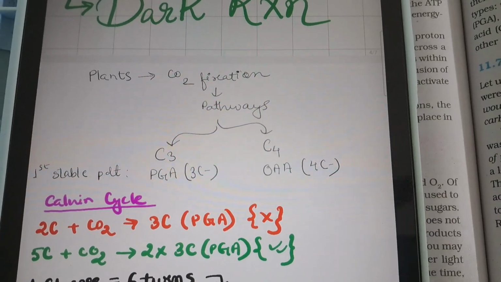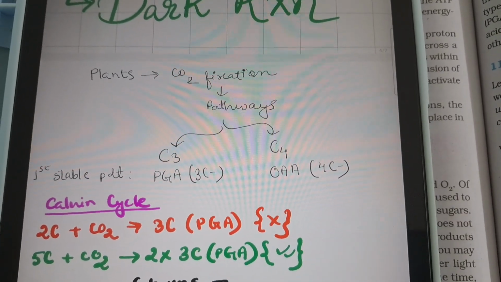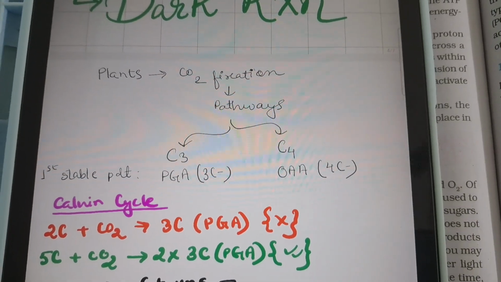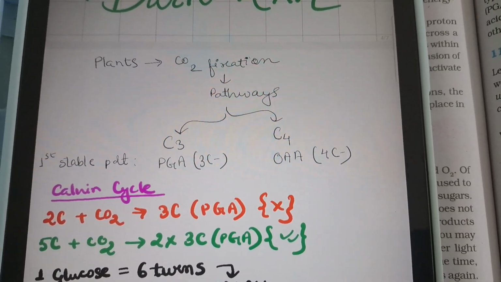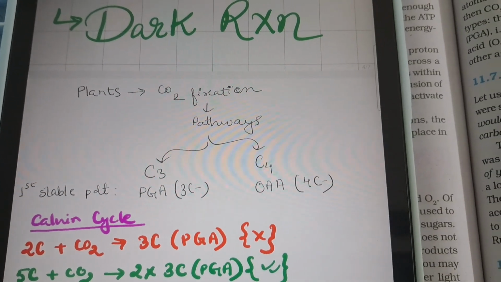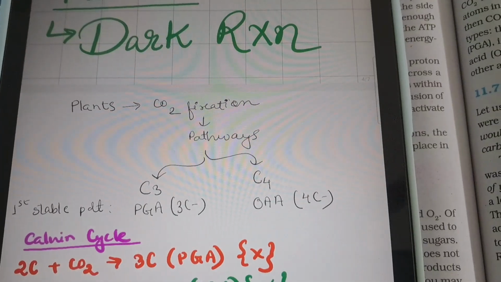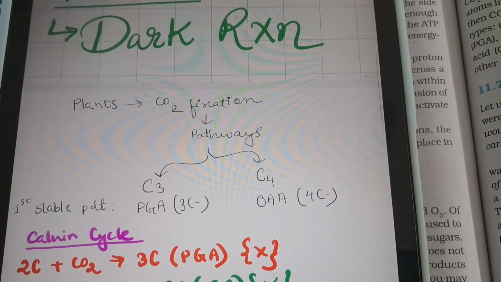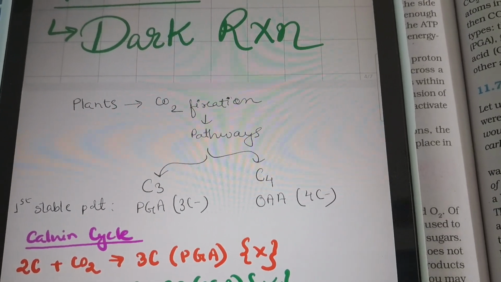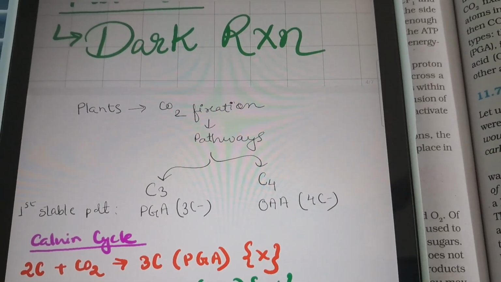So if the light reaction stops, after some time the products of the light reaction will also finish, and then automatically the dark reaction also comes to an end. So dark reaction is just a name, and it has nothing to do with the absence of light. It is also affected by the presence of light.